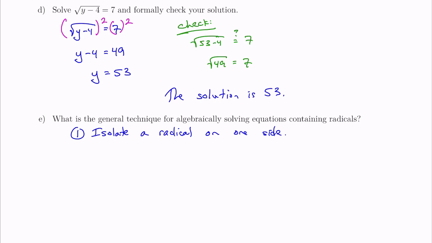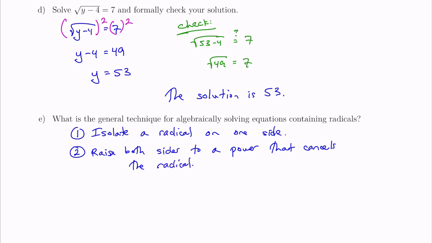Once you have that radical isolated, you're going to have to use a power to cancel out the radical. Now we've just done a square root, so we squared. But if this had been a third root, we would have cubed. Or a fourth root, we would have raised both sides to the fourth power. So you're going to use a power, but you have to match the power to the index of the radical. So we'll raise both sides of the equation to a power that cancels out the radical. Again, your index and your exponent have to match to cancel the radical.